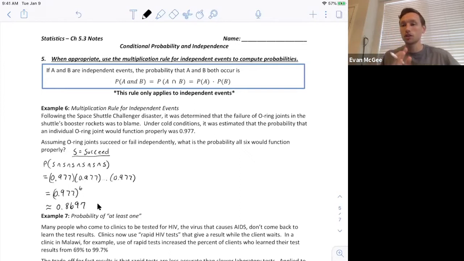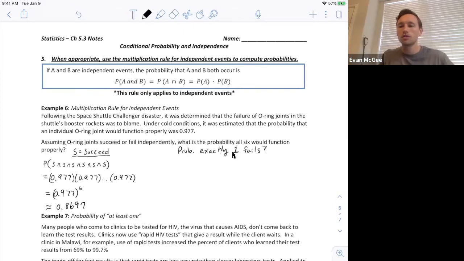The success of the first one doesn't influence the success of the second one. That's what independence means. The first event doesn't influence or change the probability of the next one. Let's think about a different question here now. What if they wanted to find out the probability that exactly one fails?